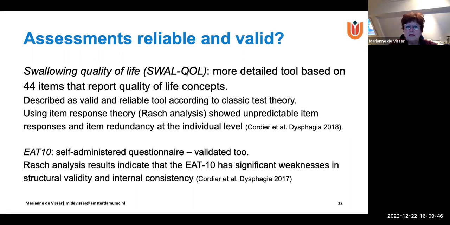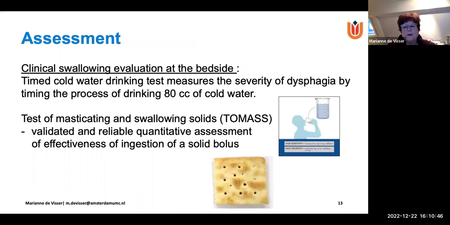However, only recently there were questions about the reliability and the validity of these scores. Cordier et al. performed Rasch analysis on both scales, and found in the SwalQual, which was described as a valid and a reliable tool according to classic test theory, that using item response theory, Rasch analysis showed that there were unpredictable item responses and redundancy at the individual level. And with regard to EAT-10, which is a self-administered questionnaire, also validated, Rasch analysis indicated that this scale has significant weaknesses in structural validity and internal consistency. The other two scales have as yet not been subjected to a Rasch analysis, but this is really a problem we have to face.